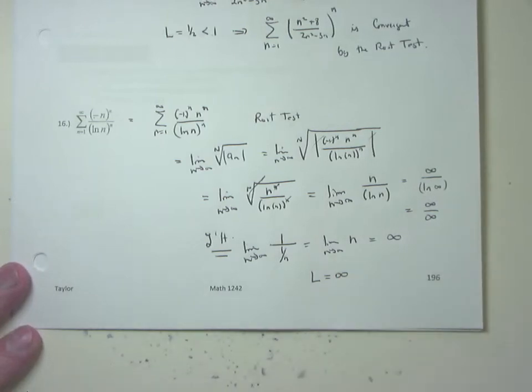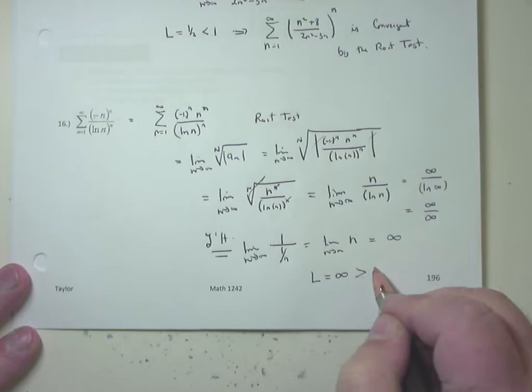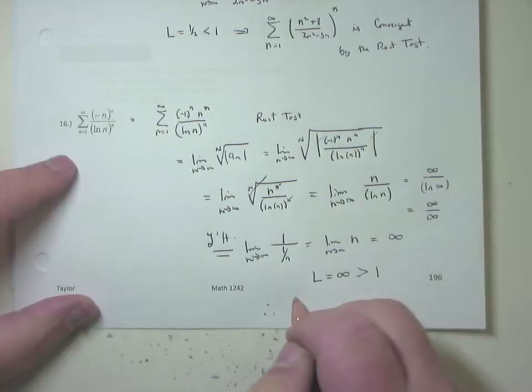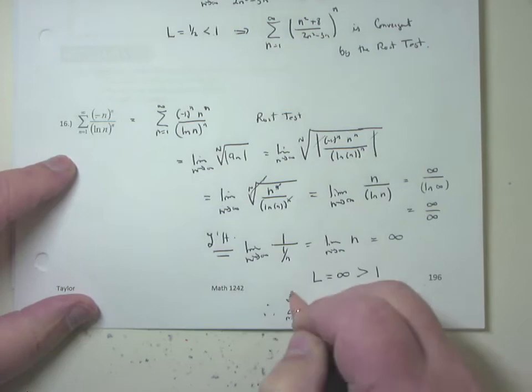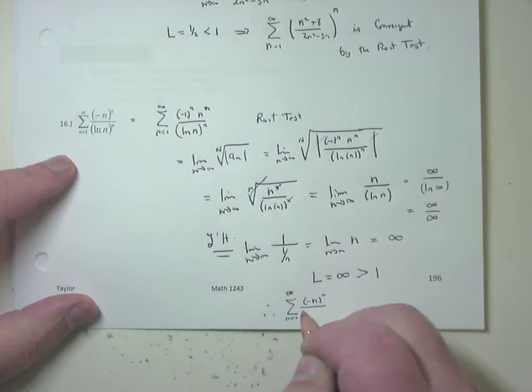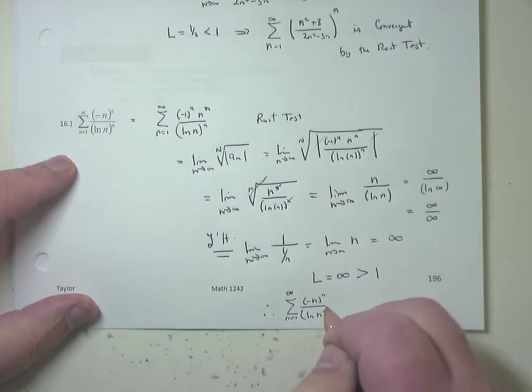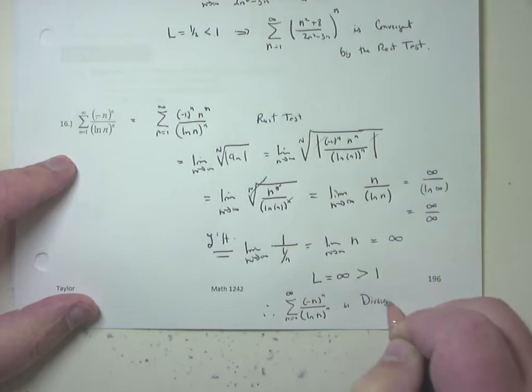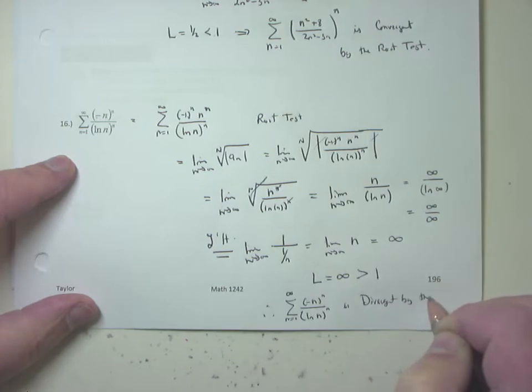And the last time I checked, infinity is much bigger than 1. Therefore, I can tell you that my series, the sum as n goes from 1 to infinity of (-n)^n over (ln n)^n, is what? Divergent by the root test.